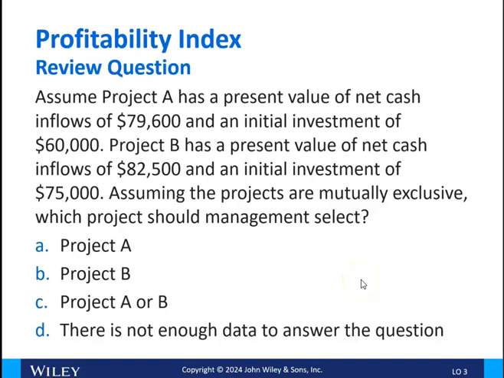So again, we take the present value of the cash flows minus the initial investment, which gives us our net present value. Using that, we would select project A, with a $19,600 net present value. Project B has a $7,500 net present value.